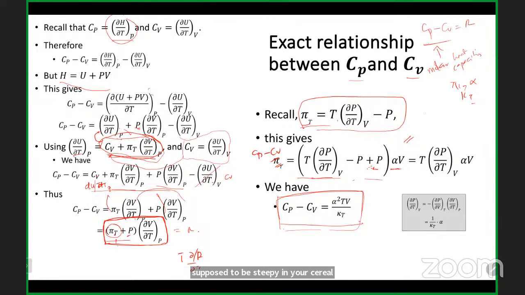Recall, alpha is 1 over V dV dT, meaning that dV dT is alpha times V. So we put that in there. So this is one expression, another expression, and the one that we already know, Cp minus Cv equals R.